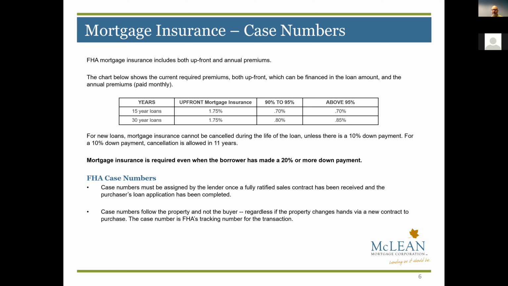Right, so this change where now it no longer drops off is really related to the crash of 2009. Prior to the crash of 2009, when you got to 20% ownership, it fell off. But since the crash of 2009, it has been there for the life of the loan. That's why you have that 50,000.